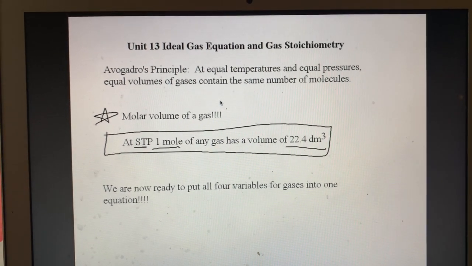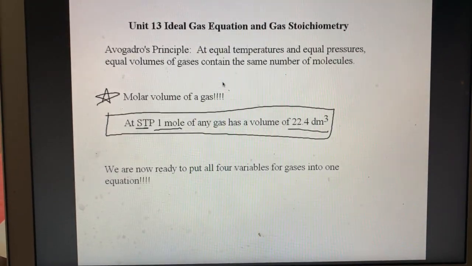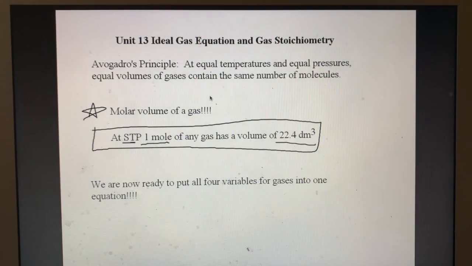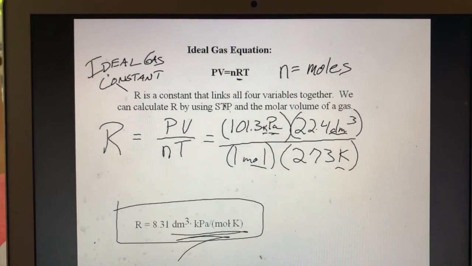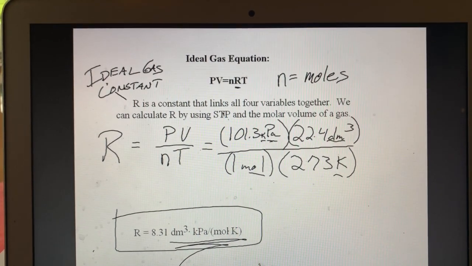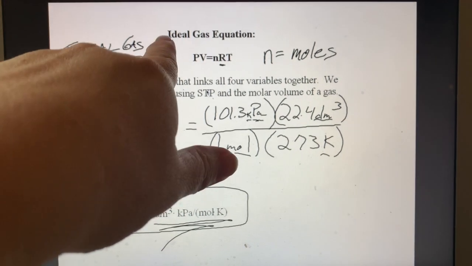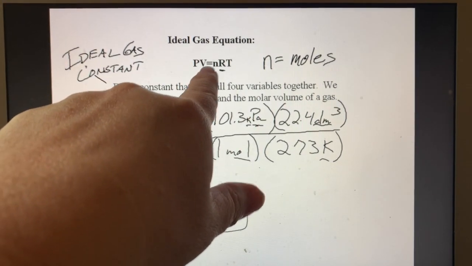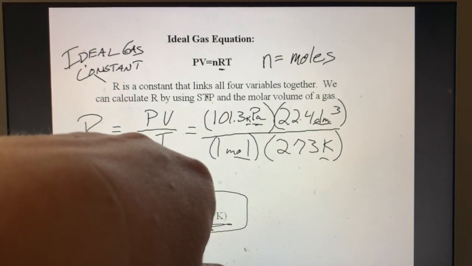So now we are going to put all of these variables into one equation. This next slide just shows you how we end up doing that. So this is not something that you need to memorize by any means. Not that you're memorizing anything now, but you know what I'm talking about. The ideal gas equation is PV is equal to nRT. N stands for your number of moles.